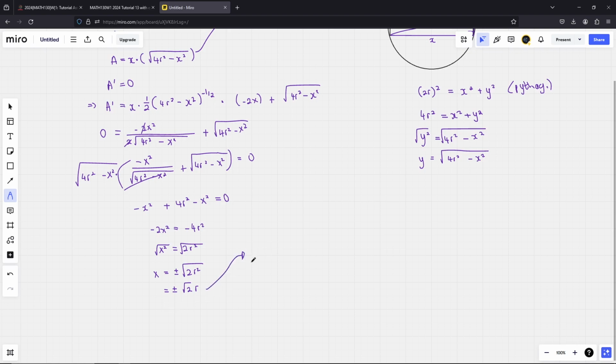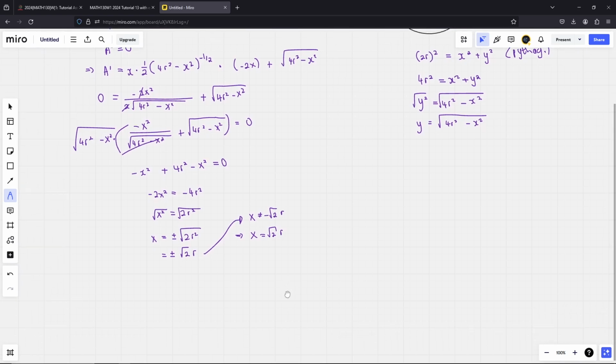Now let's think about this. Can the length of the rectangle be negative? Because this is the length that we've just calculated. Okay, can the length be negative? No, it cannot. So we can say x cannot be equal to minus root 2r. So hence this implies that x is equal to root 2r.